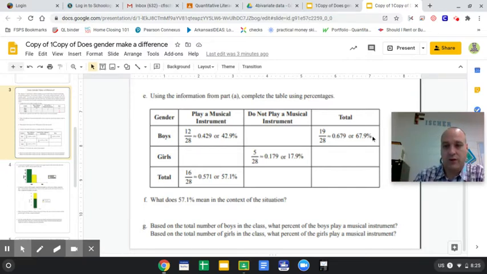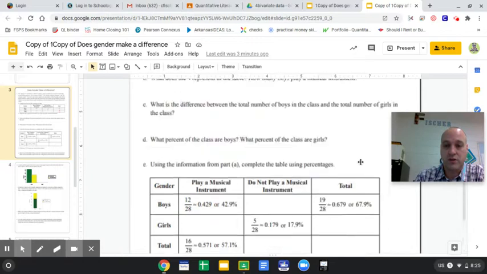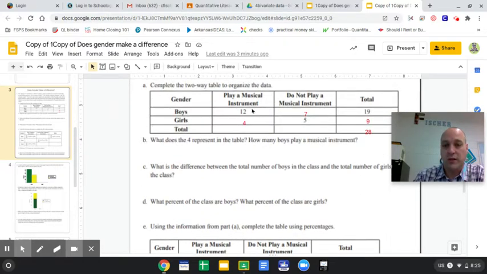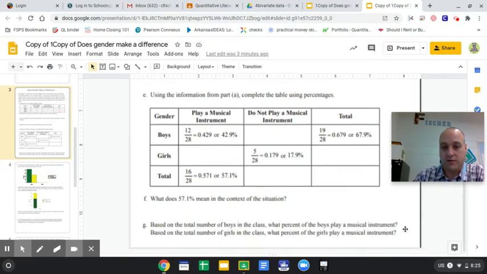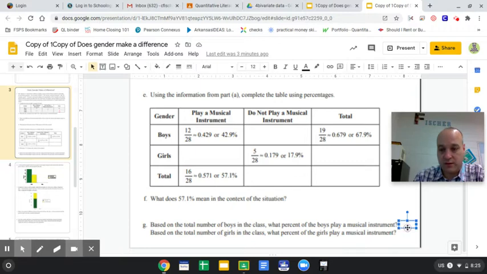Right here, 19 out of 28. No, what percent of the boys? Based on the total number of boys, so we want the boys. What percent of the boys play a musical instrument? So it would be 12 out of 19. And the girls would be 4 out of 9. Okay? Put that percent right here and right here.